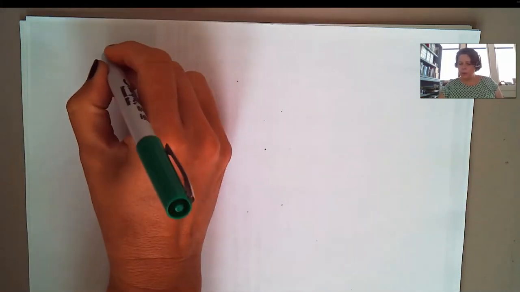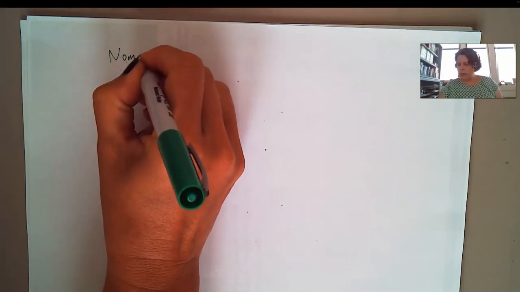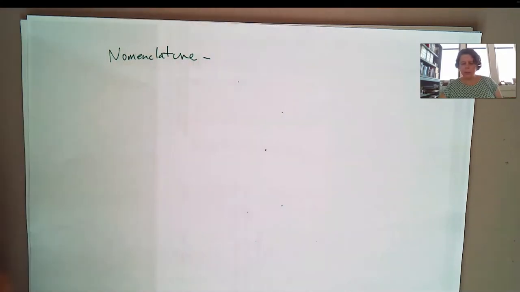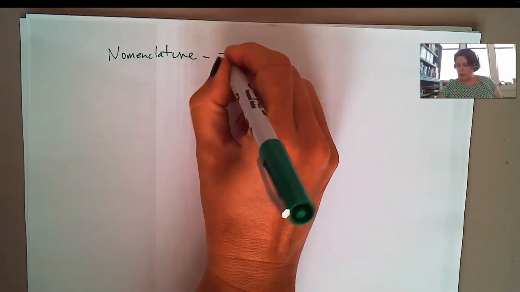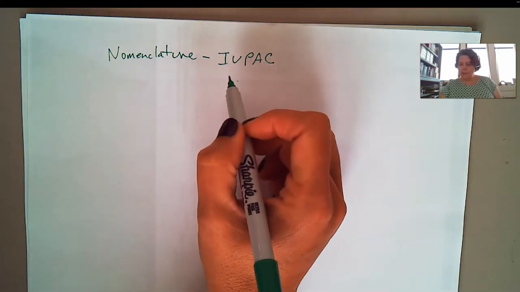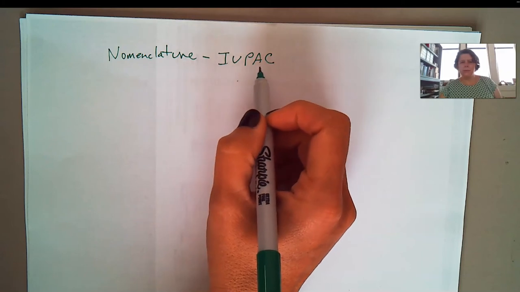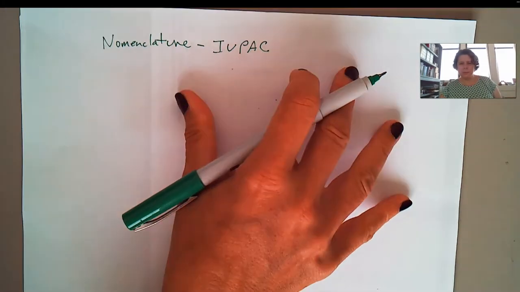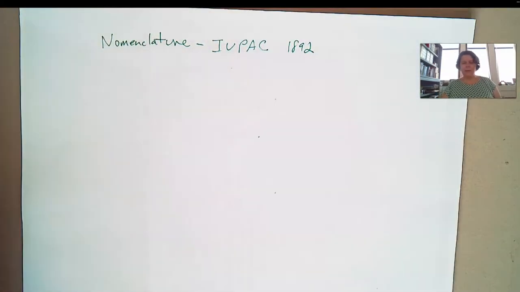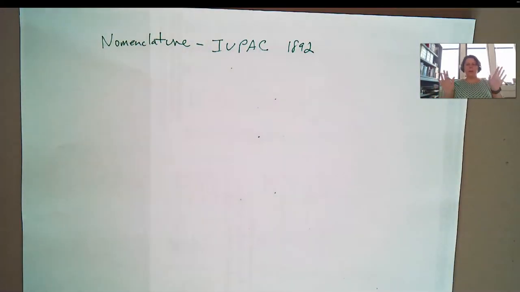So what we've been doing really a lot is nomenclature, which is our systematic way of naming something. What you've been working on is what's called IUPAC. This was the International Union of Pure and Applied Chemistry, back in 1892, in Geneva, Switzerland, who said, okay, we're going to name everything exactly the same way.